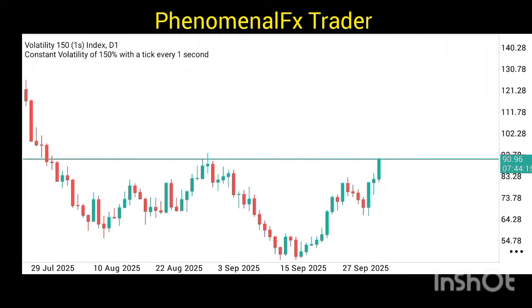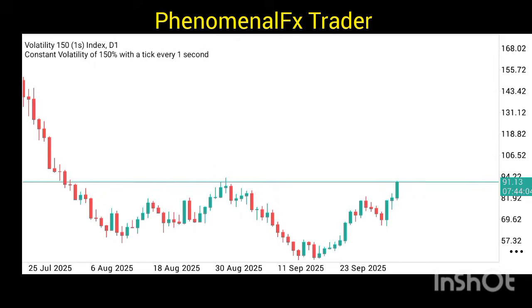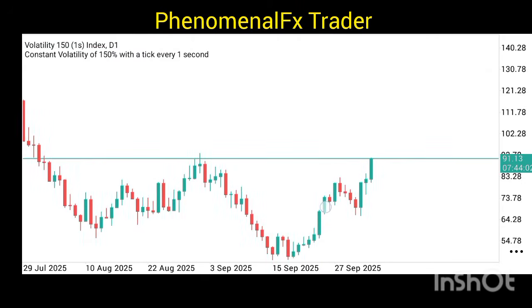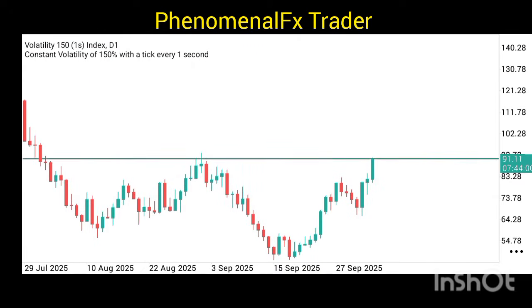I saw in the comment section that one of my fans asked me to analyze the VIX 151s index. All right, I want to do a quick analysis. After this, I will show you a quick trade I took on the Crash 500 index that gave me a quick $200 profit. I'll show you guys what I did.